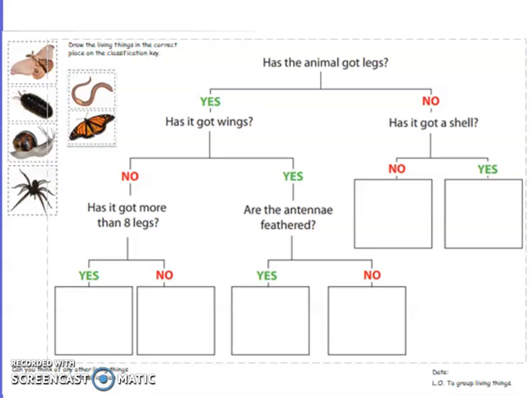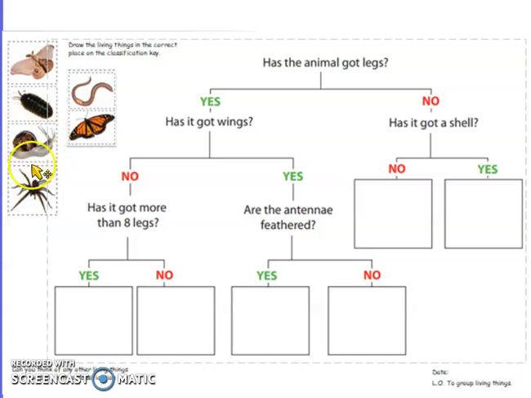There are some questions on the key to help us to organise the animals. So, for example, this one says, has the animal got legs? You've got some pictures of some creatures on your sheet, and you need to divide those animals into yes or no. Some of them have legs, some of them don't. Let's say no, it doesn't have legs. The next question is, has it got a shell? Yes or no.